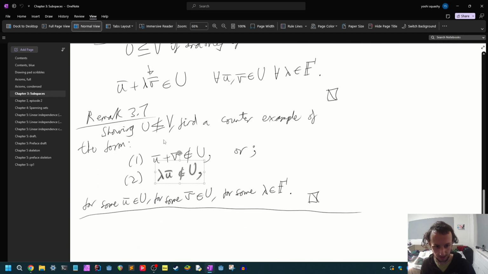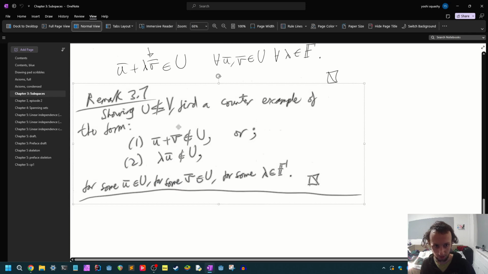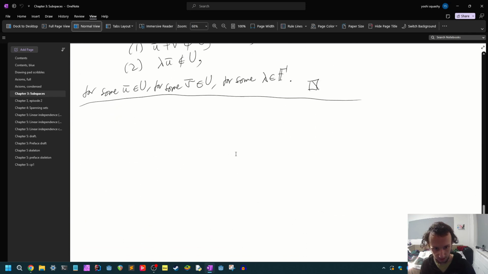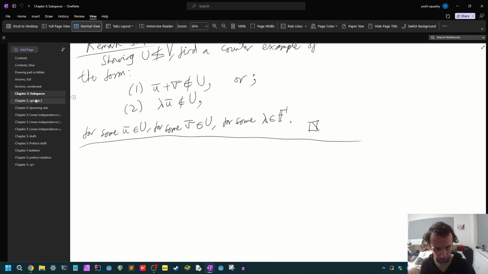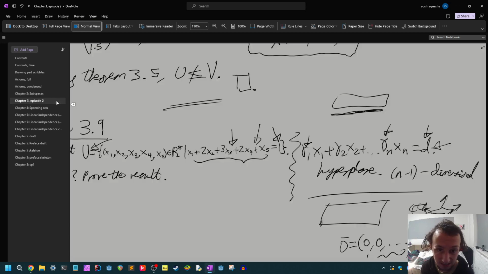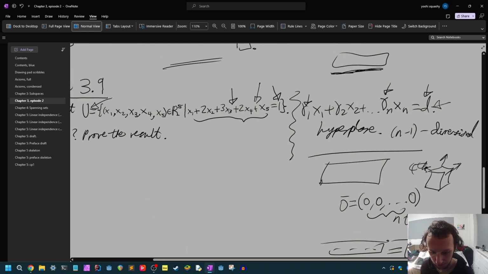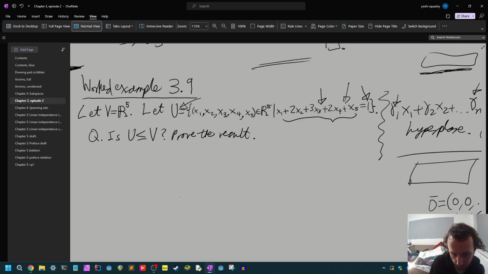So we know it's not, so again we're just going to use remark 3.7, appeal to theorem 3.5, and cook together an answer in a few seconds. So let's do that. One easy way is just choose lambda equals 0, and then multiply 0 by any vector of U. You're going to get the 0 vector, which isn't in U, and therefore we will be able to prove that U is not a subspace of V. So let's formally write our answer now.